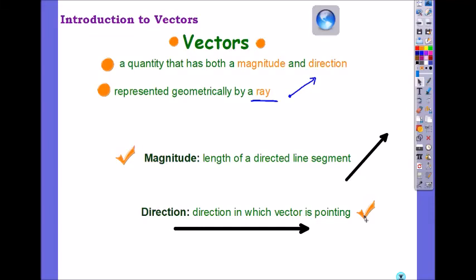So a vector is a quantity that has both magnitude and direction. And you can represent it by an arrow. Magnitude is the length of the vector, and direction is where it's heading, where it's pointing. And we're going to use the angle. We don't really use radians for directions. Okay?